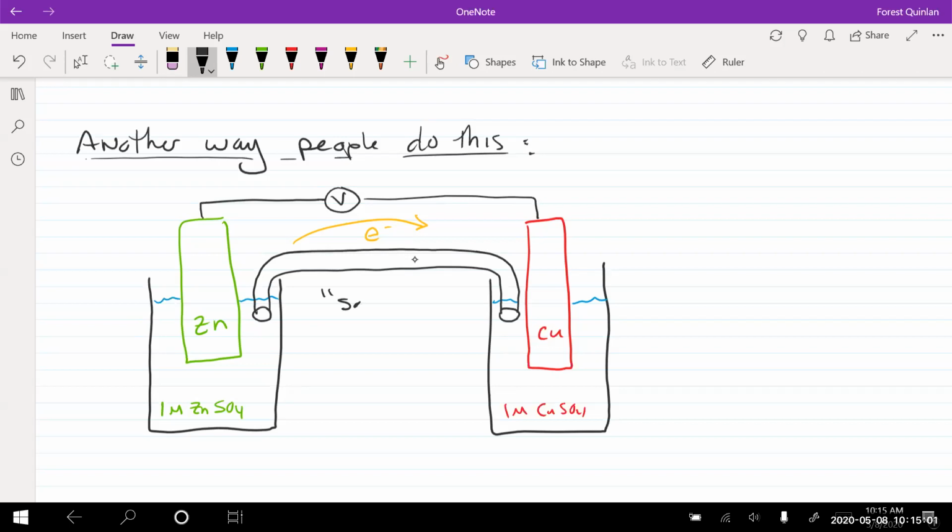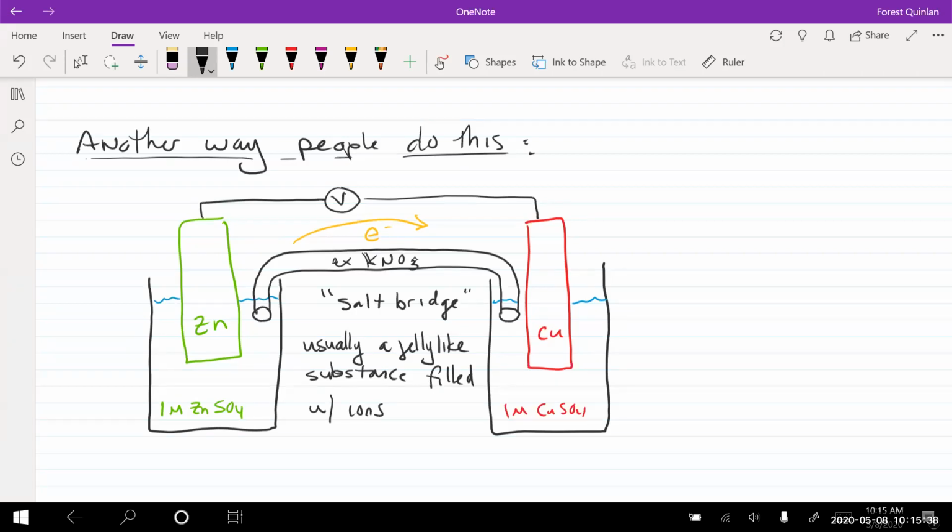And this is called a salt bridge. Now the salt bridge is usually a jelly-like substance filled with ions. Maybe something, for example, you could have potassium nitrate up in here if you wanted. Let's see if I can make that look a little better.